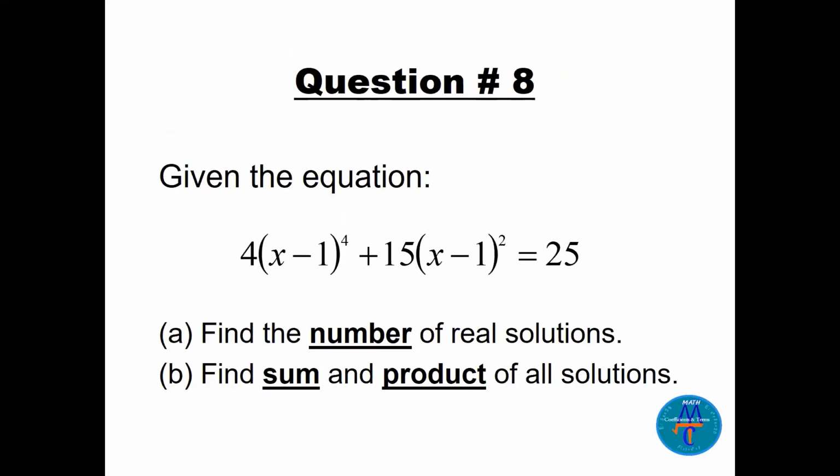Question number 8, we come back to a nice question where we have x minus 1 to the power 4. Here we have x minus 1 to the power 2. Power 2 here is half this power. So we can think of it as quadratic in form. Remember here, we need the number of real solutions, and then the sum, and then the product of all the solutions. So you add all the solutions, you multiply all the solutions, and count the number of real ones.